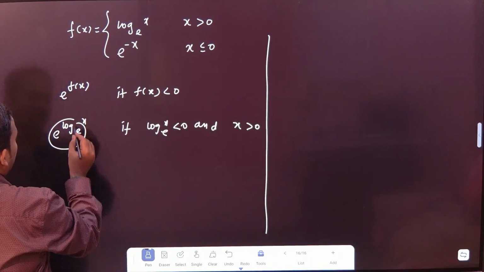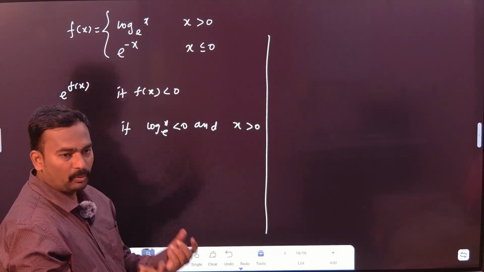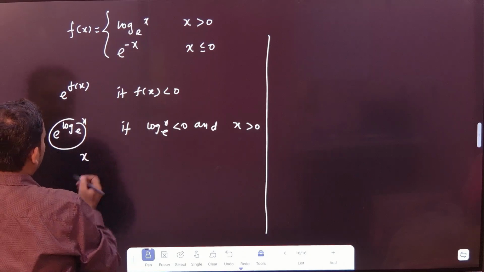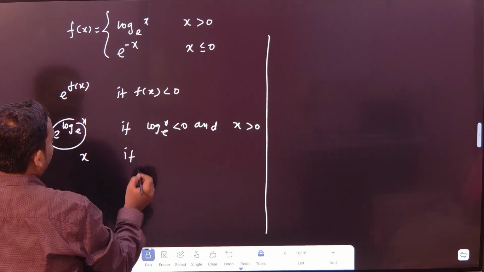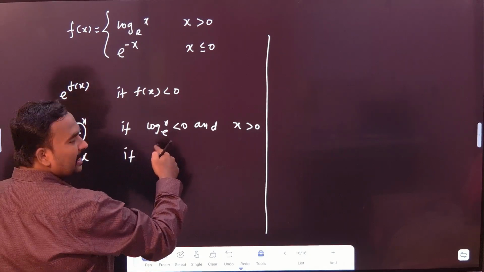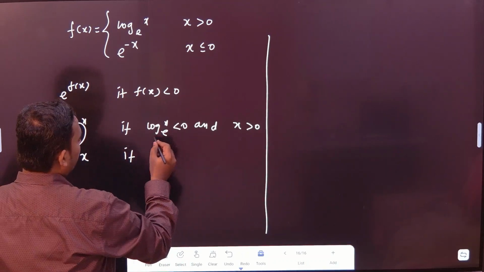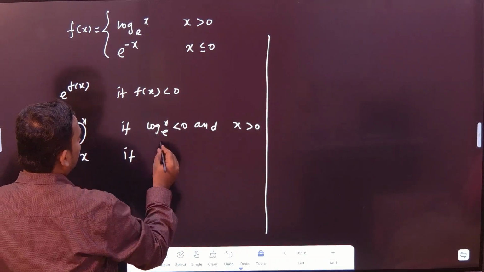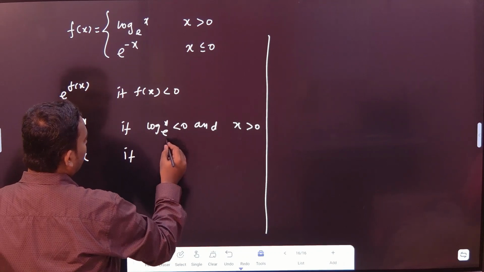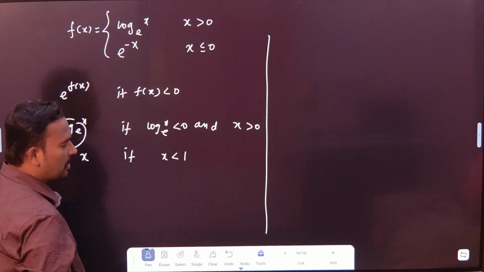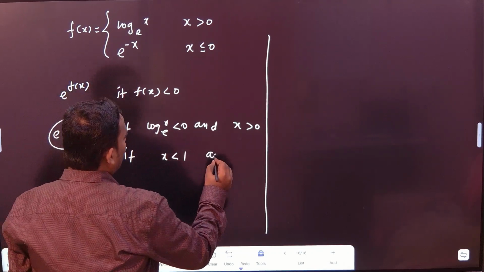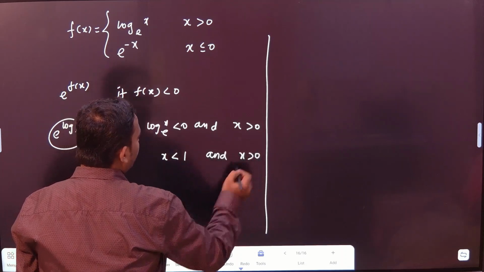Now you can see e power log x will be x. Since e is more than 1, the inequality will not change. You can raise e on both sides. That means x should be less than e power 0. E power 0 is 1, right? So x less than 1 and x should be more than 0.